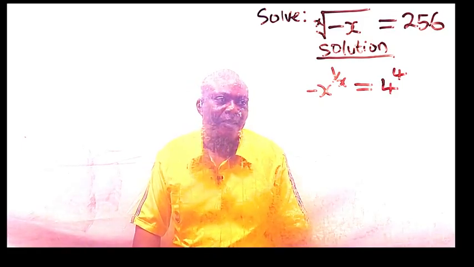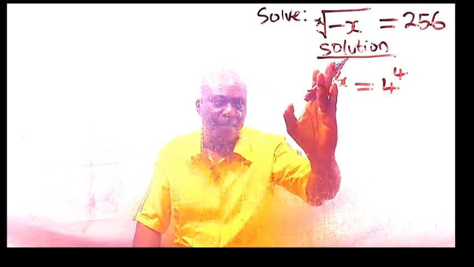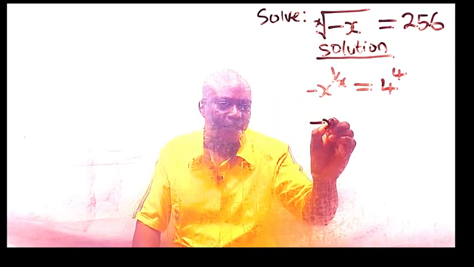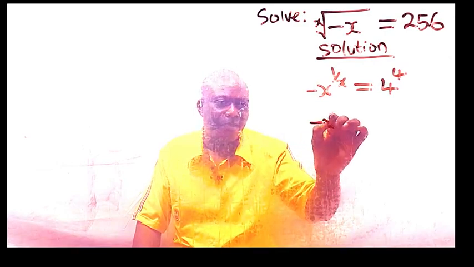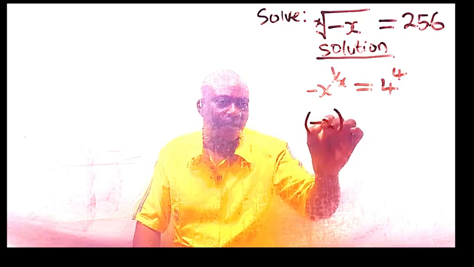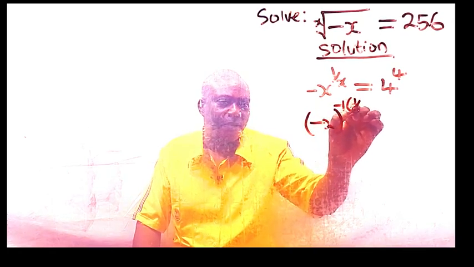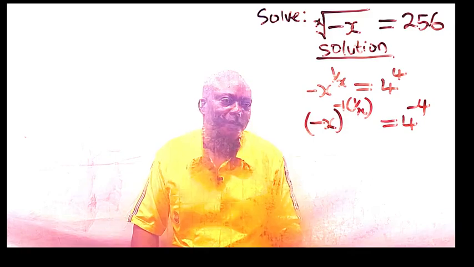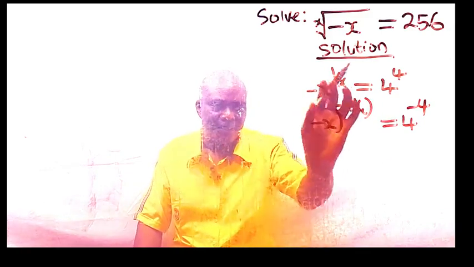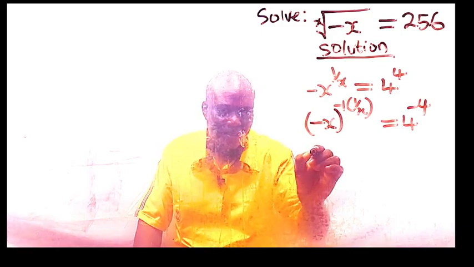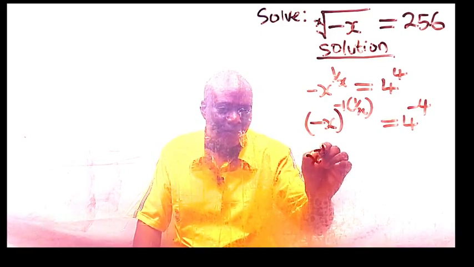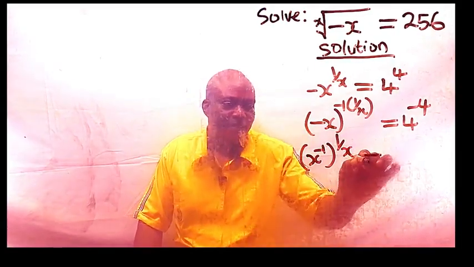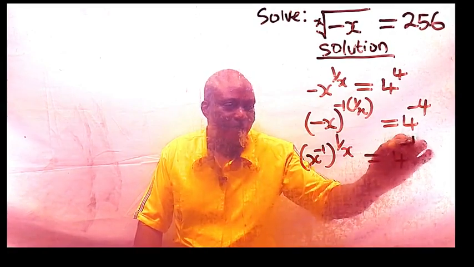Just make progress. So let us do something crazy by multiplying all the powers by negative 1. I'll tell you why. So minus x to the power of minus 1 to the power of 1 over x equals 4 raised to the power of minus 4. So you can write the left hand side like this: x raised to the power of minus 1 all over 1 over x, and still equals 4 raised to the power of negative 4.